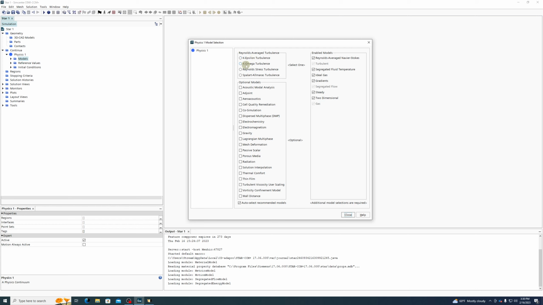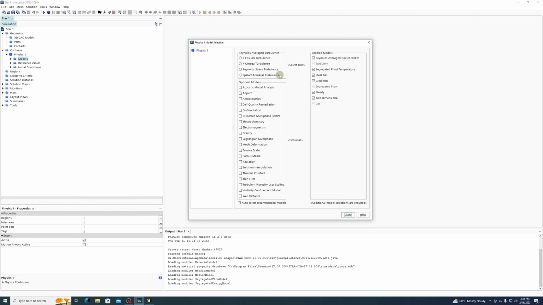K omega is going to predict flow separation more accurately, where it happens. It's not going to be perfectly accurate, but it's going to be more accurate, and is good for applications where you expect flow separation and the location of that flow separation is going to significantly affect the model in question. Reynolds stress turbulence is a slightly more advanced form than either of these. It will give you somewhat more definition, but more computational expense.